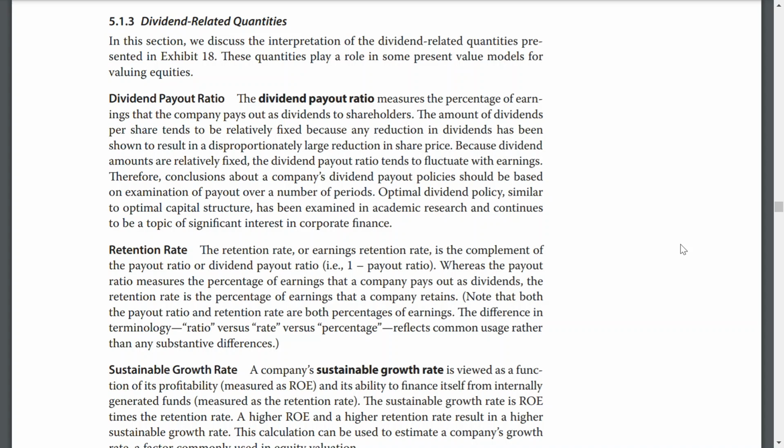Because dividend amounts are relatively fixed, the dividend payout ratio tends to fluctuate with earnings. Therefore, conclusions about a company's dividend payout policies should be based on examination of payouts over a number of periods. Optimal dividend policy, similar to optimal capital structure, can be examined in academic research and continues to be a topic of significant interest in corporate finance. The retention rate, or earnings retention rate, is the complement of the payout ratio. Whereas the payout ratio measures the percentage of earnings that a company pays out as dividends, the retention rate is the percentage of earnings that a company retains.